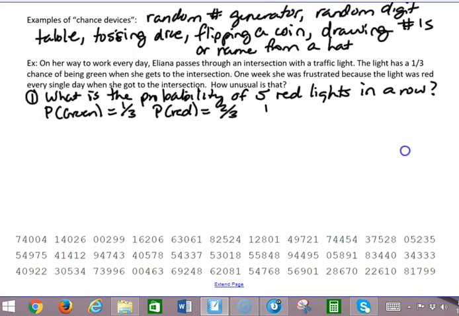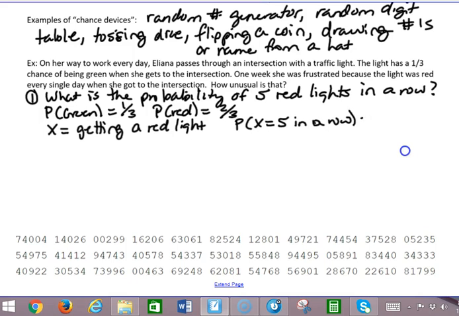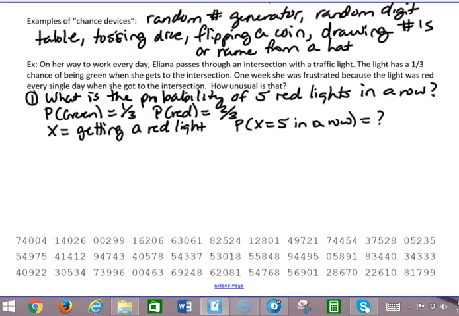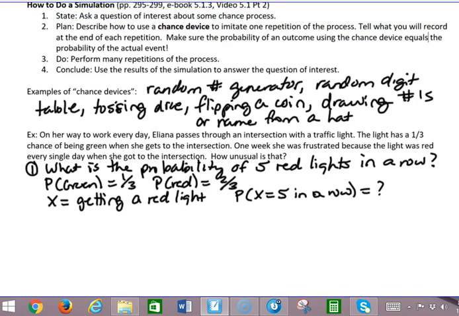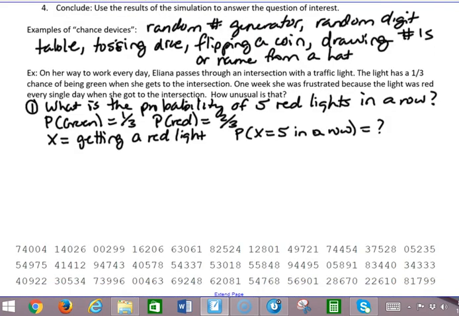So specifically, we want to define an event. We're going to say x equals getting a red light. And we want to know the probability that x equals 5 in a row. Okay, so that's what we're trying to find out. So we have to clearly think about what it is that we are asking. Secondly, we need to plan. We're going to use our chance device. We're going to use a random digit table.